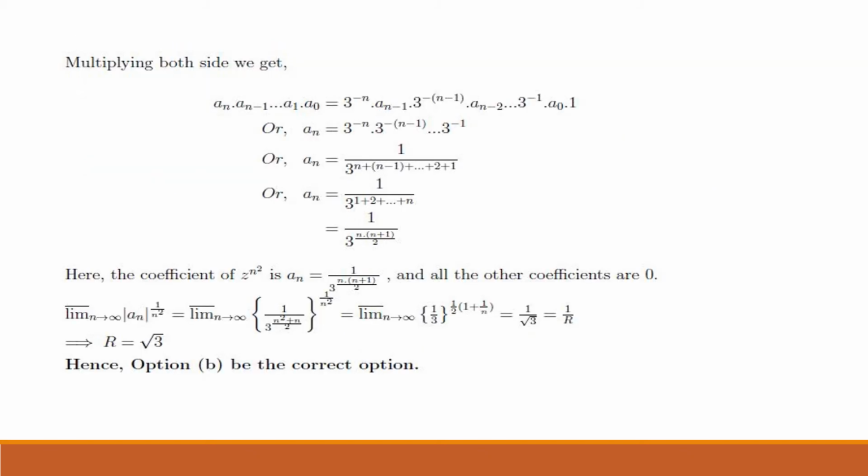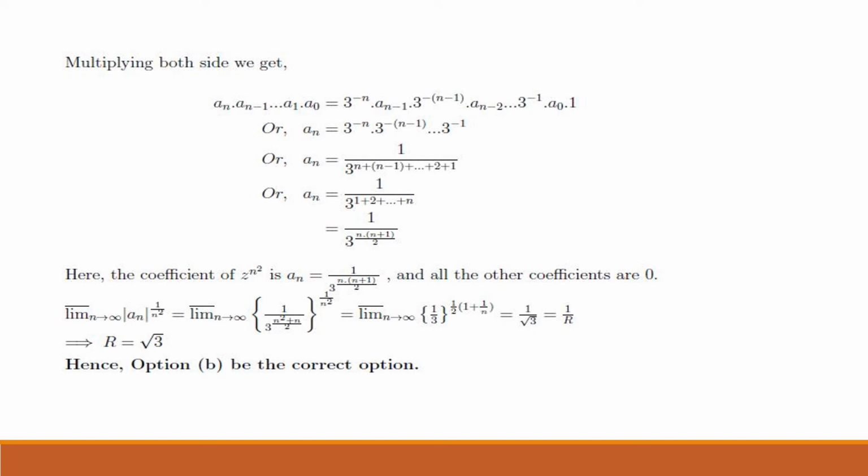Now, multiplying from both sides, we get on the left hand side a n into a n minus 1 up to a1 into a0, and on the right hand side, 3 to the power minus n into a n minus 1 into 3 to the power minus (n minus 1) up to 1. Okay, so from both sides, a0, a1 up to a n minus 1 cancel out, then a n equals 1 by 3 to the power 1 plus 2 up to n. So that is equal to 1 by 3 to the power n into (n plus 1) by 2.